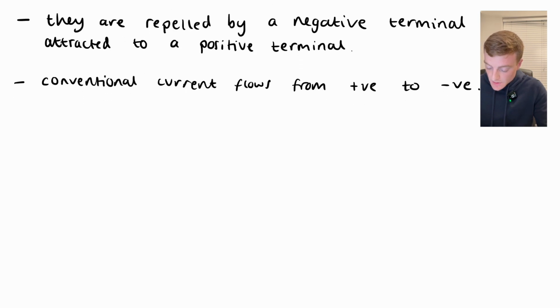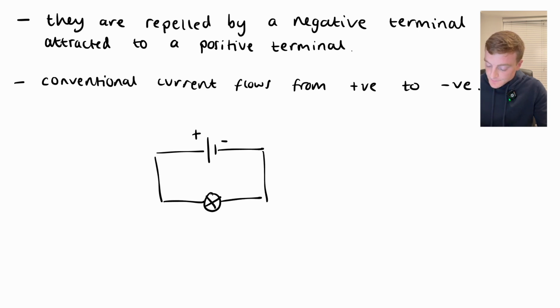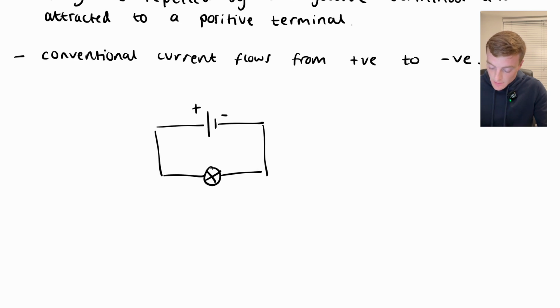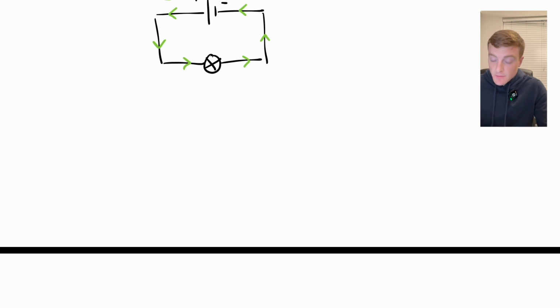So if I draw a quick circuit, if I draw my cell, the longest terminal is positive, the shortest one is negative. For the purpose of this, I'm just going to draw a bulb. Now the current will flow from the positive all the way around to the negative. So let's get some key terms down now.